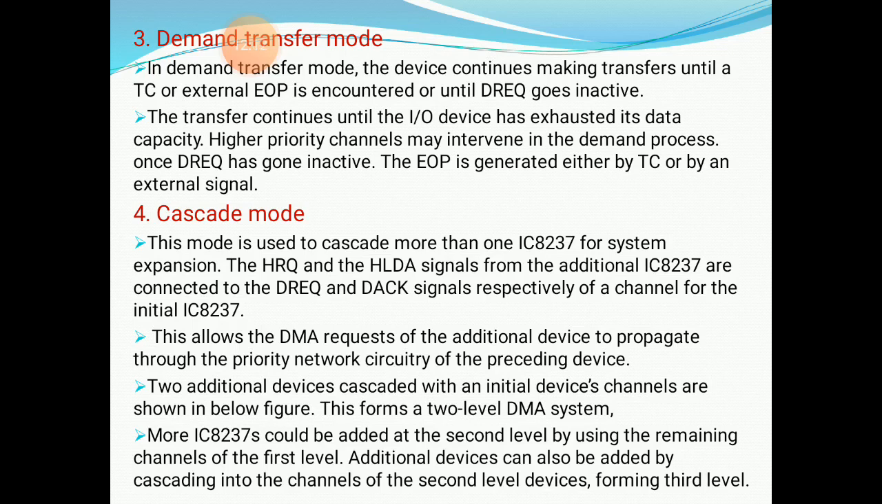The cascade mode. This mode is used to cascade more than one IC 8237 for system expansion.